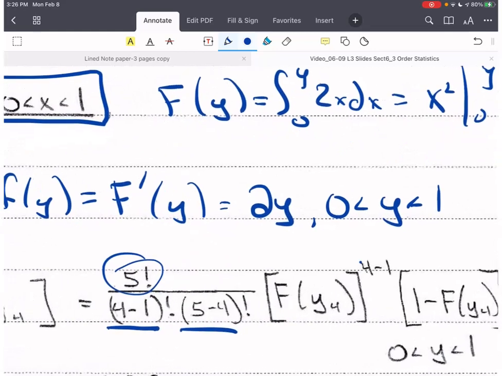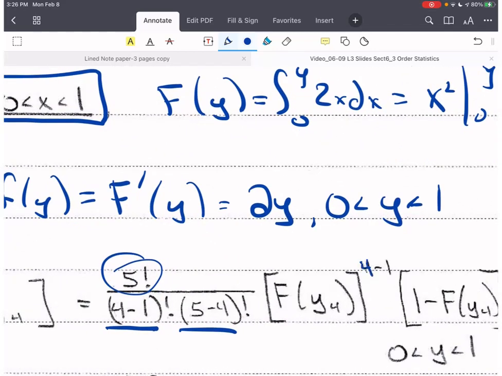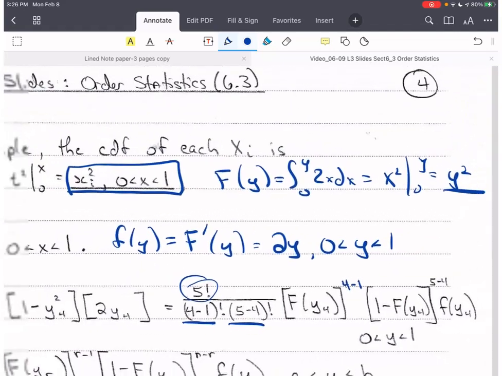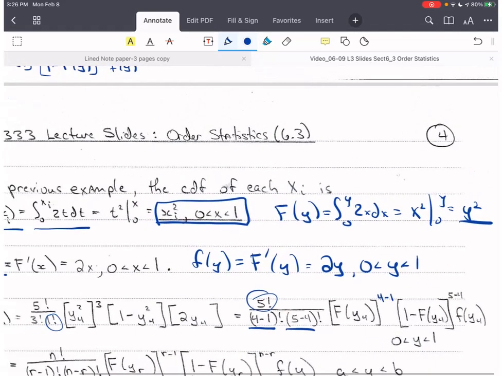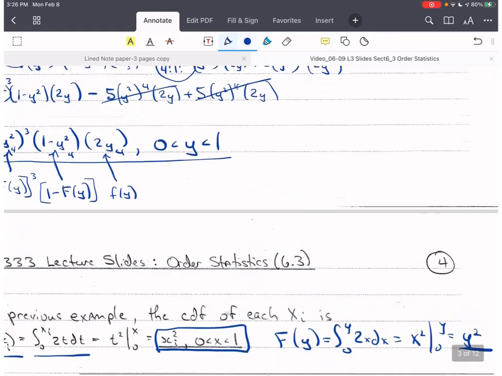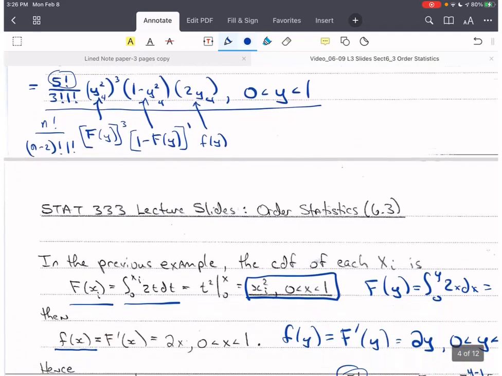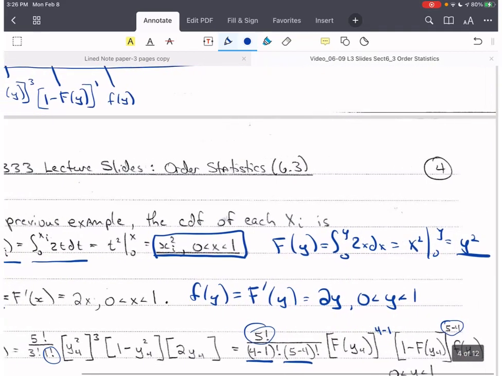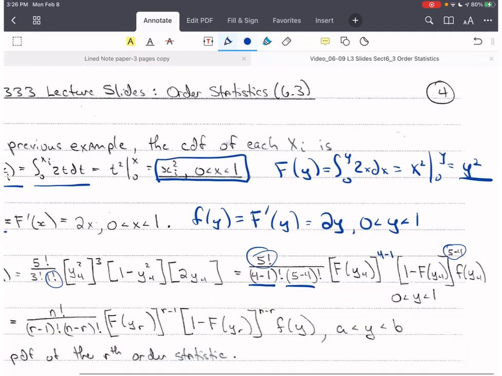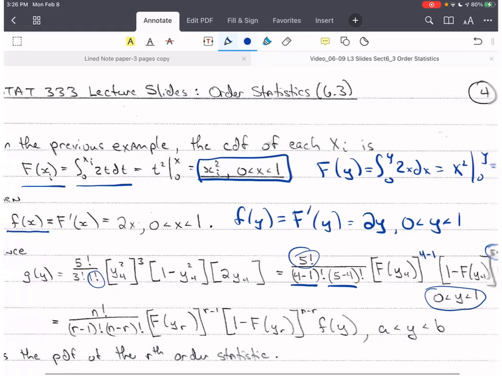Let me clean that up. Let me zoom in and see if I can clean it up a little bit. All right. So 4 minus 1. And then we have 1 minus the CDF, F of y4, and this is 5 minus 4, and that was to the 1. And up here, this was to the 1, right? And then we have f of y, the PDF here, okay? And of course, don't forget your support of y.